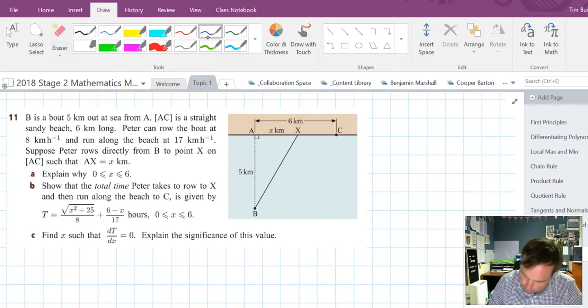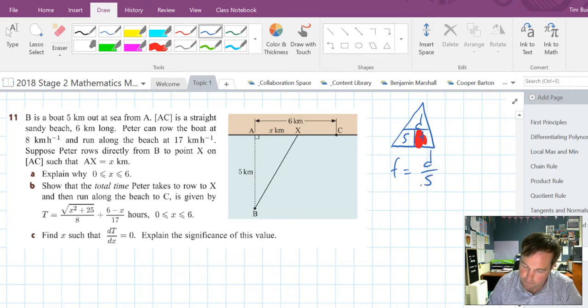Alright. Then, show that the total time that Peter takes to row along AX and run along the beach to the sea is given by this function here. Now, this is a useful triangle that you're probably expected to know. Speed, distance, time. From physics, you've seen it before. If you want time, you basically just cover time up with your hand, and time is equal to distance over speed.